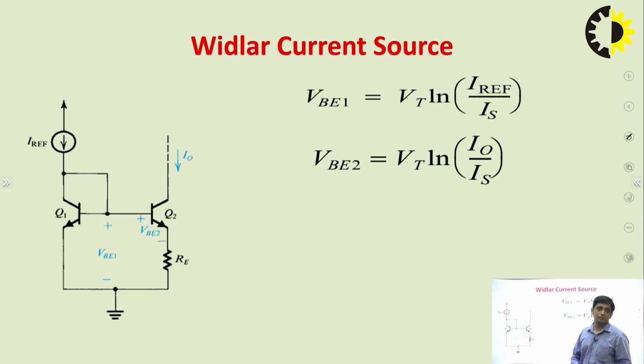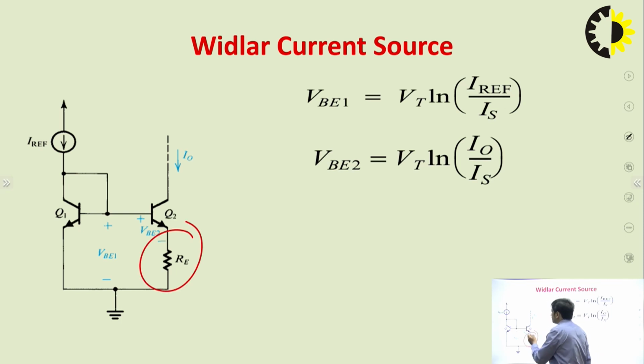Now the next one is Widlar current source. To design the circuit of Widlar current source, what do we do? We just connect an additional resistor Re at the emitter of the Q2 transistor. Now you can see that if you remove this Re, let's say Re is equal to 0, then it will be shorted and it will become a basic current mirror. So to draw the circuit of Widlar current source, you have to just add a resistor at the emitter terminal of the Q2 transistor. It will become Widlar current source.